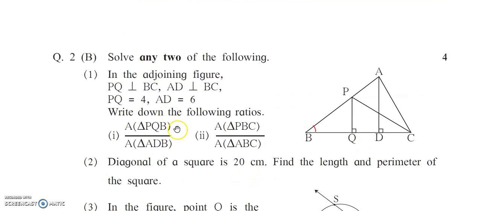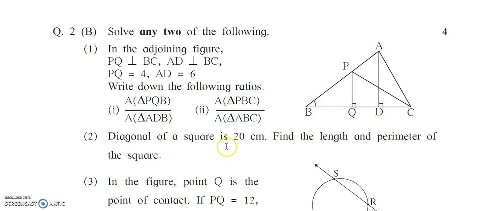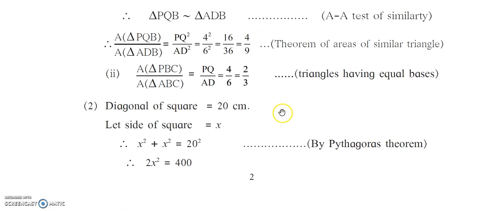Now next question. Diagonal of a square is 20 centimeter. Find the length and the perimeter of the square. Diagonal is given. Now there is one more formula, that diagonal is equal to root 2 into side. By using that formula, D is equal to root 2 into side, we can find out the side, and by using that we will have the length of that square and also the perimeter. But we can also find it out by using Pythagoras.